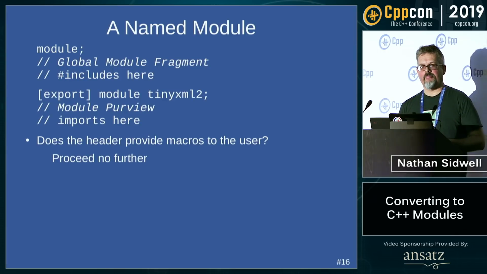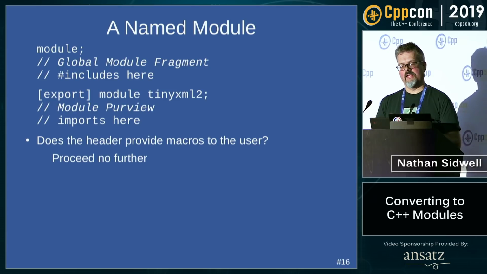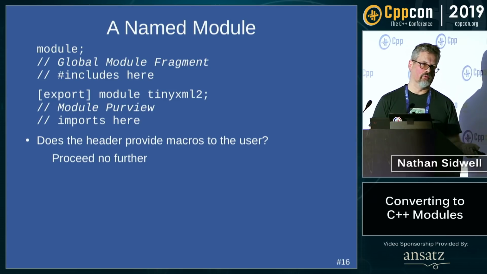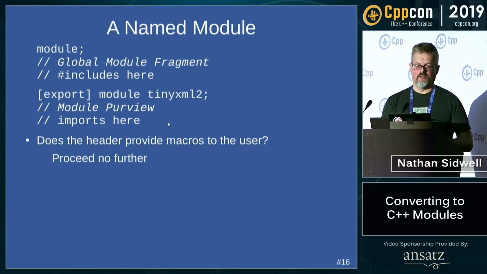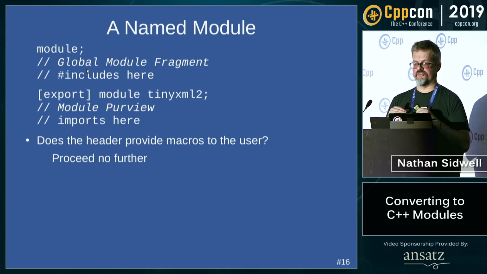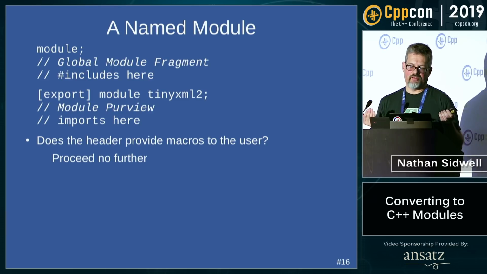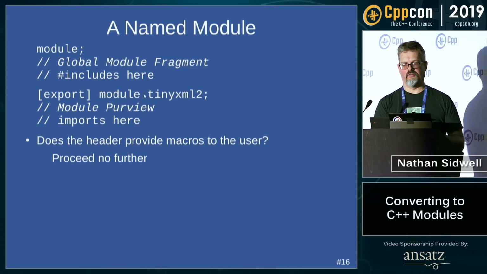So the next bit is the main event of turning it into a named module, which is where we all want to get to. And just to recap on what other talks have talked about, a named module looks like this. You've got a module semicolon at the front, followed by a global module fragment where you put all your hash includes. Okay, that's legacy hash include stuff goes there. If you have no legacy hash include stuff, you don't need the module semicolon. You can just start with the module purview where you say module and then the name of the module.